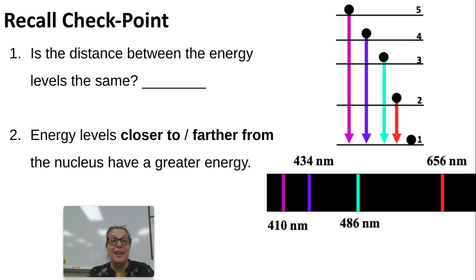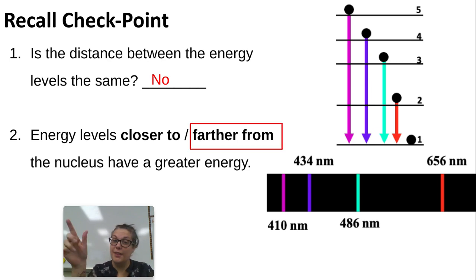Is the distance between the energy levels the same? No. We can see that there's quite a bit of a distance between 1 and 2 compared to 3 and 4. Those are closer together. Energy levels farther from the nucleus have a greater energy. We know this from before, but also we can see it because of the wavelength. So the farther away that the electron is falling from, the shorter the wavelength. Short wavelength, hyper, so higher energy. That means the farther away you are, the more energy you have.